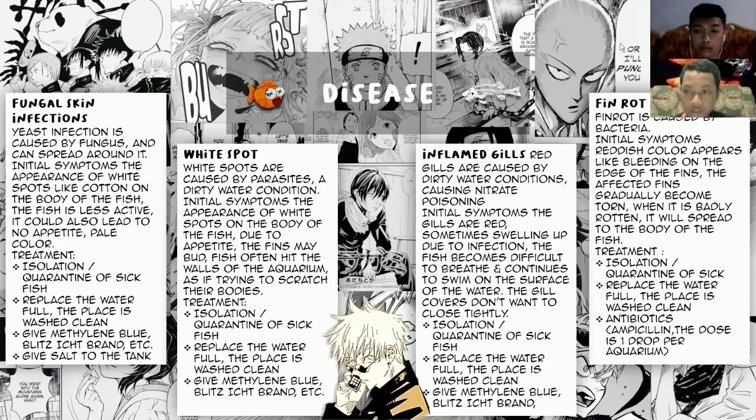Fin rot syndrome is caused by bacteria. Initial symptoms: a color appears like bleeding on the edge of the fins. The fins gradually come apart and become badly rotten. It will spread through the body of the fish. Treatment: isolation, slowly reduce the water volume, and keep the water clean. Give antibiotics, one drug per aquarium.